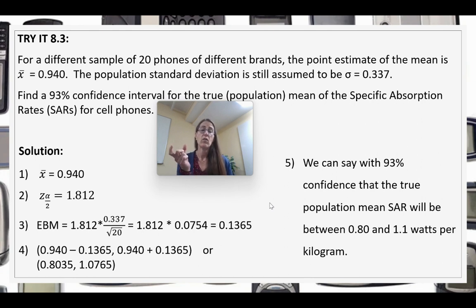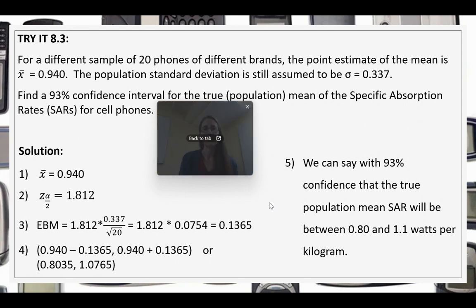So see, this confidence interval is different than the last one because we had a different sample. So a different sample will give us a different sample mean, will give us a different S value, which will give us a different EBM. And so those things together will give us a different confidence interval.